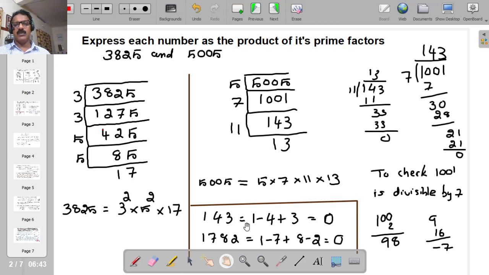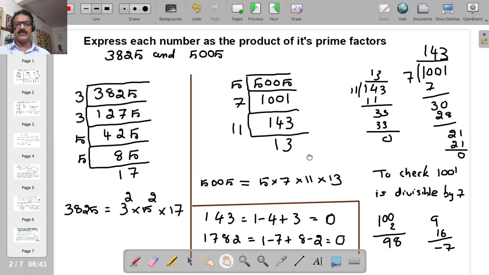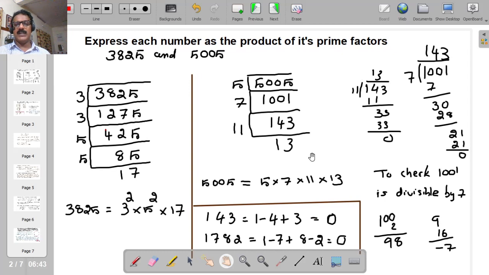Here the first digit is 1, the second is an even digit, so it is multiplied by -1, so 1 minus 4. Then this is an odd digit, so it is positive, plus 3. So even digits are negative and the odd digits are positive, and then we will be finding the sum of the digits, and we will check whether the sum of the digits is a multiple of 11 or not. See, 1 minus 4 plus 3 is 0, which is divisible by 11. So 143 is divisible by 11.